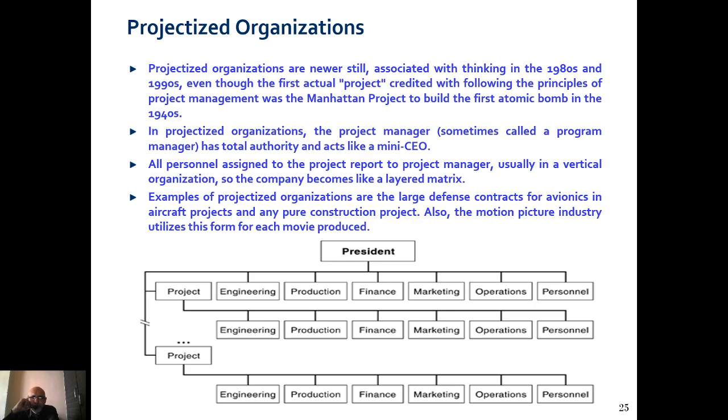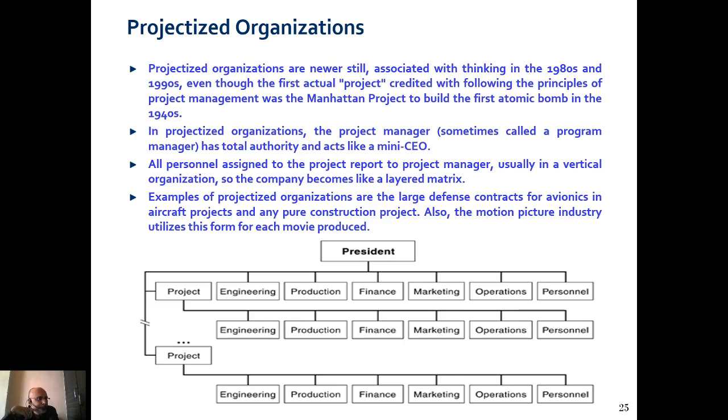For a project, you need how many branches? All branches you need. A project is made up of what? Engineering, production, financial, marketing, operation, and personnel units. Right? So the motion picture industry utilizes this form for each movie produced. If you can read the titles, you can see the credits that are being given, and probably many times we overlook. Right?